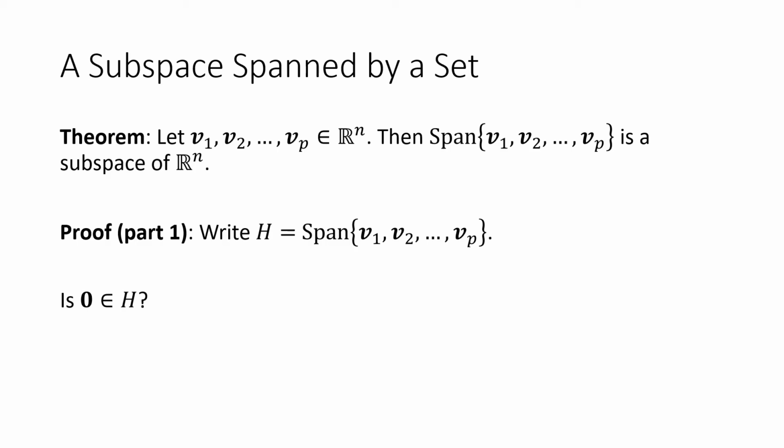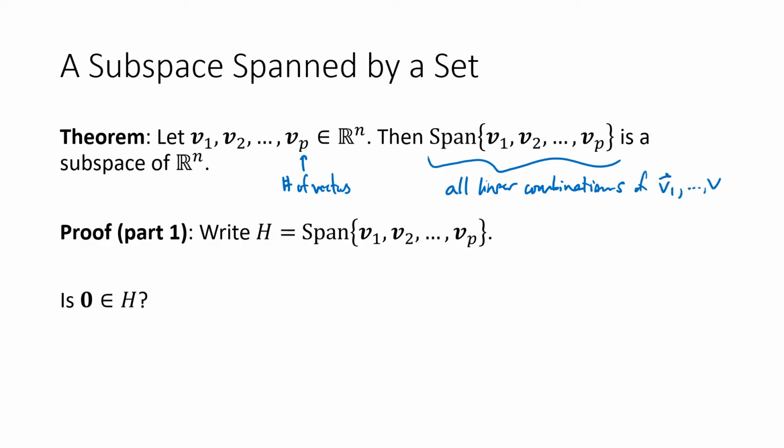So a general way that we often find subspaces, that we generate subspaces, is by taking the span of a set of vectors. What this theorem says is that if we have any collection of vectors in Rn, where p is the number of vectors we're talking about, which could be one vector, it could be 17 vectors, we don't have any idea, and then we take the span of that set of vectors. Remember, this is the set of all linear combinations of those v's, v1 through vp. Then that big set of lots and lots of linear combinations is a subspace of Rn.